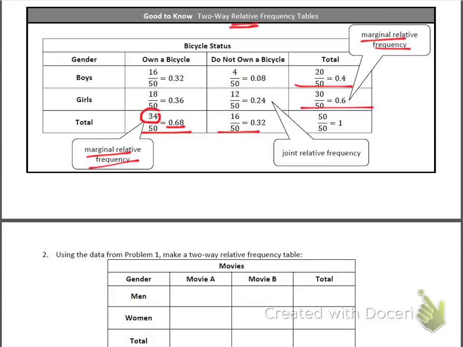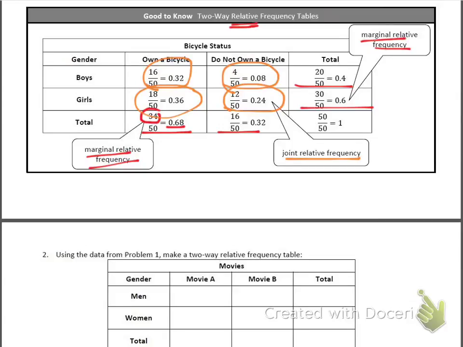So then joint relative frequency means that we're looking at the joint frequencies relative to the total. So we look at all the joint frequencies, put them out of 50. So if I am looking for boys who do not own a bicycle and I want the joint relative frequency, I'm looking at this box and I take the 4 boys that do not own a bike, put it out of 50, and I get 0.08.